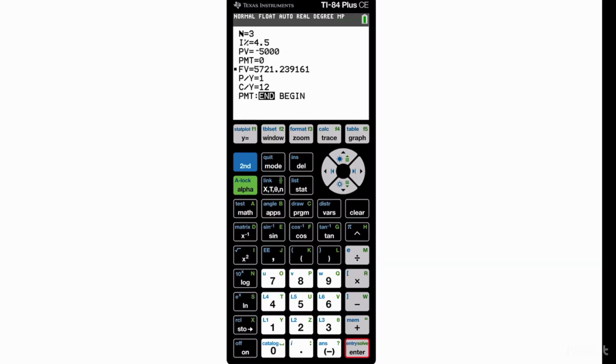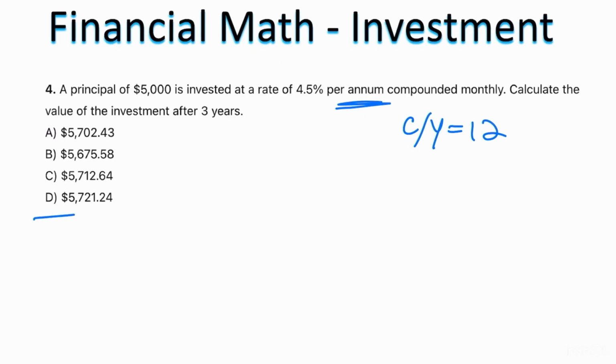So in this case, the answer is $5,721.24 when you round to the nearest cent. This means that the answer is going to be D.